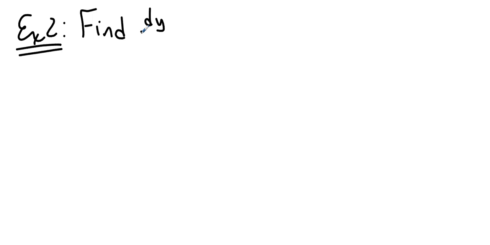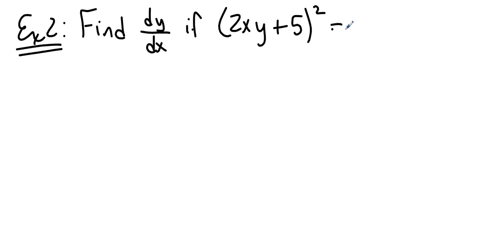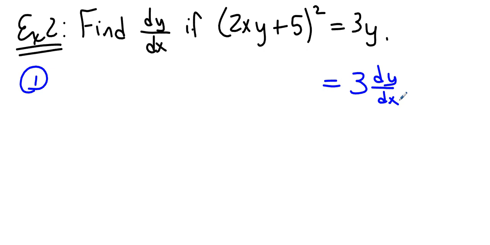We're going to find dy dx if 2xy plus 5 squared equals 3y. So step 1 says we're supposed to take the derivatives on both sides with respect to x. So the derivative on the right side is pretty straightforward. The derivative of y is dy dx. So we're pretty straightforward on the right side. On the left side, well, that's a matter entirely different.